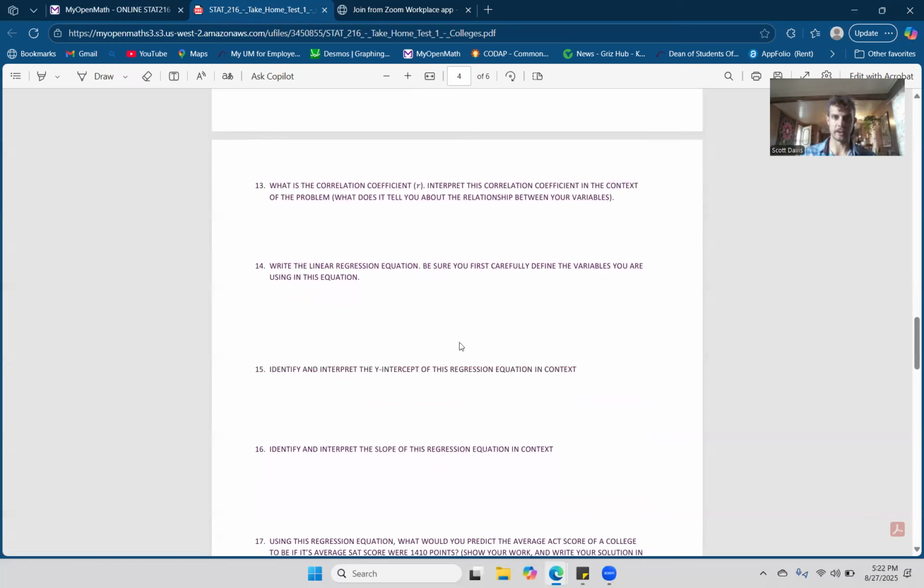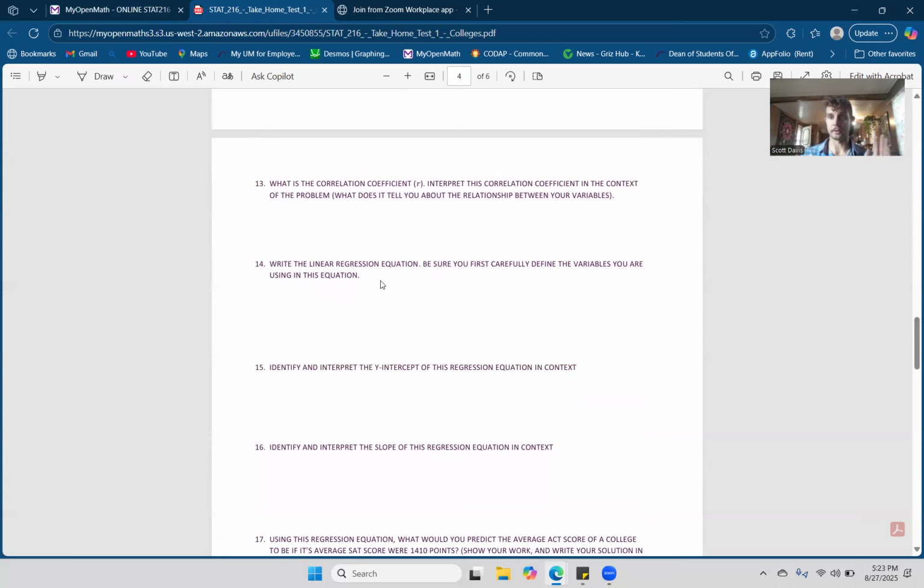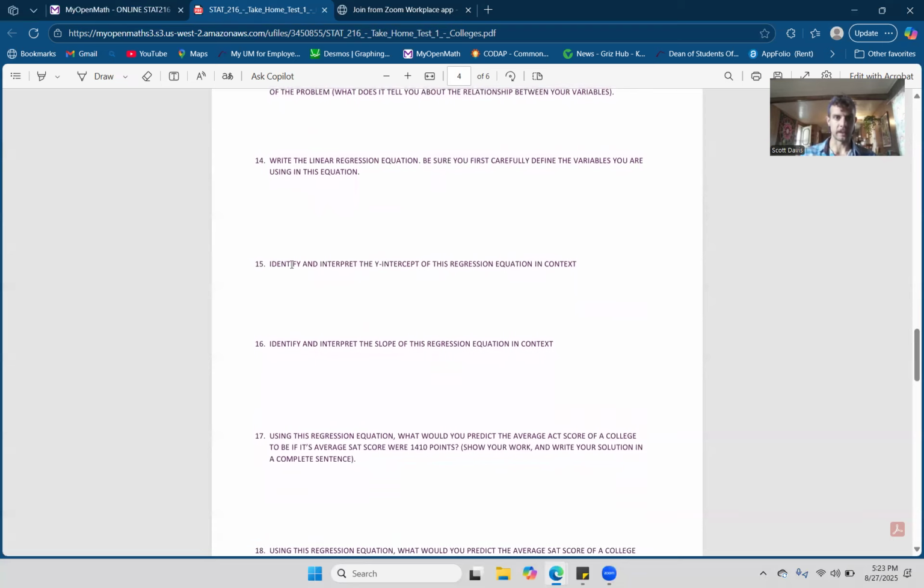Write the linear regression equation and carefully define the variables you're using. If you want to use y and x, totally fine. Just tell me what y means, tell me what x means. If you're going to use different letters, totally fine. Just tell me what the variables represent. Define your variables carefully. Identify and interpret the y-intercept of this regression equation.